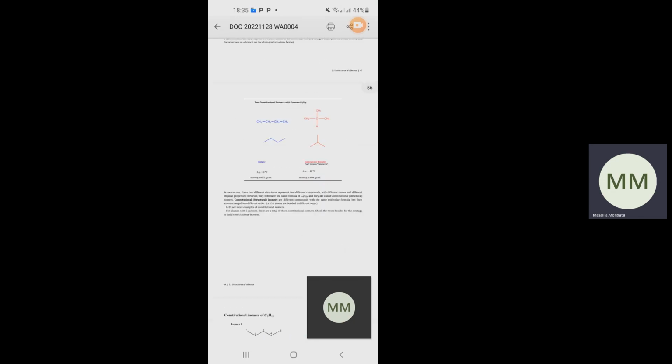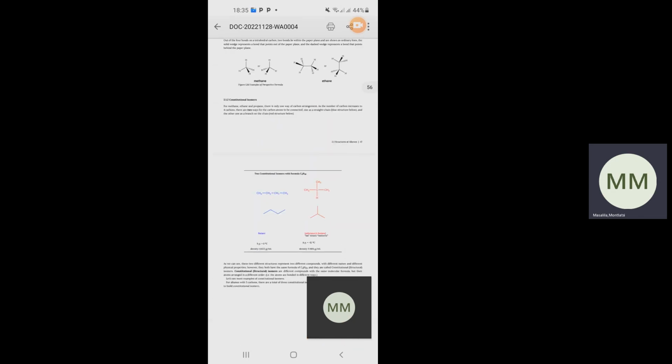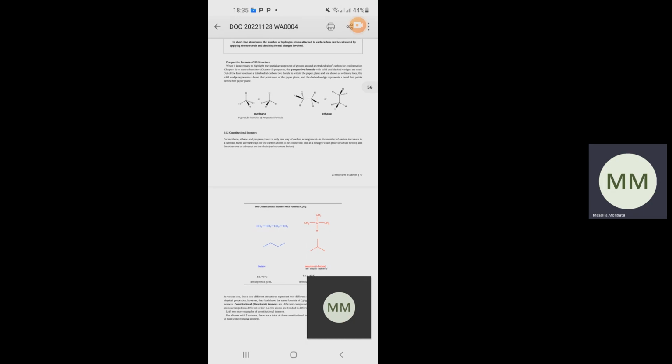It's either you use the Kekulé structure, or the condensed formula, or the short line formula structures, or you use a perspective. But is this atom away from me, or is this atom towards me?